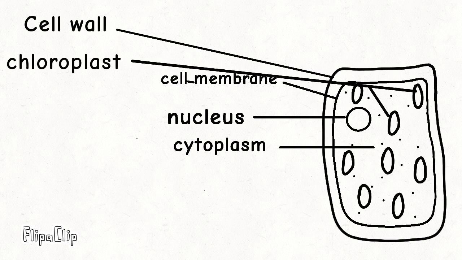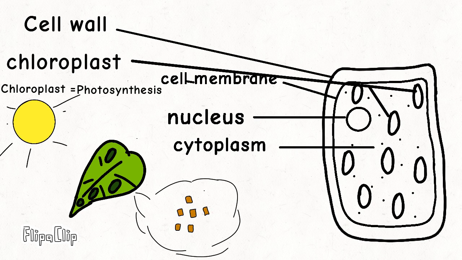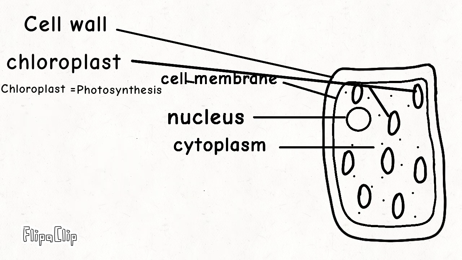Next is the chloroplasts. These are oval-shaped structures found in the plant cell that are green in color due to a pigment known as chlorophyll, which plays a role in photosynthesis, which is a process by which plants use energy from the sun to make sugars, which we'll look at in detail in another video.